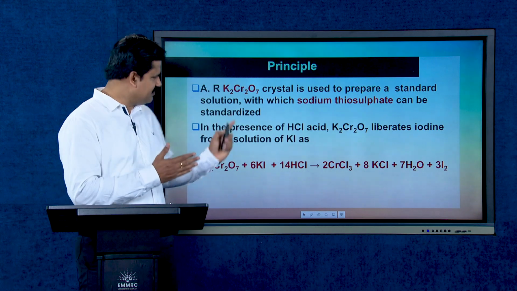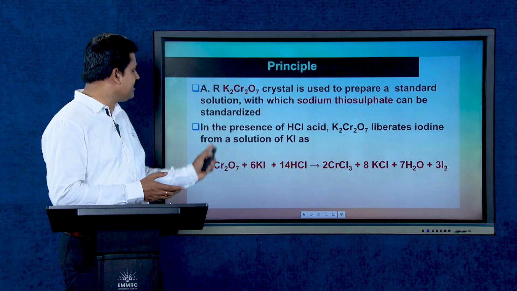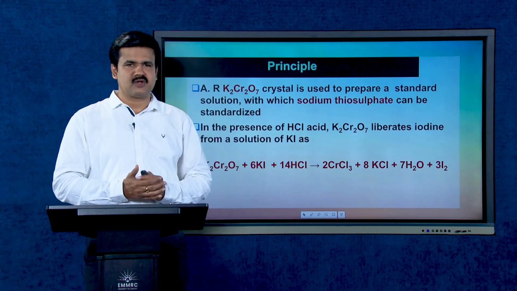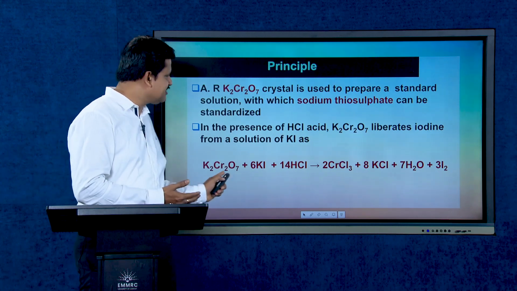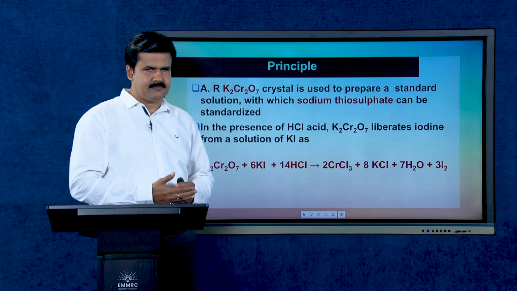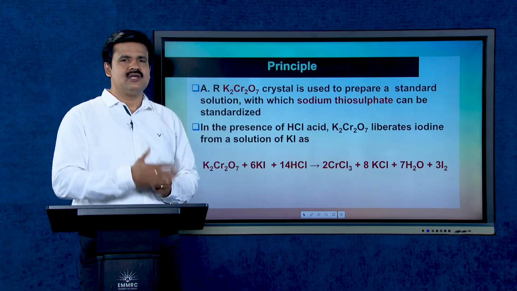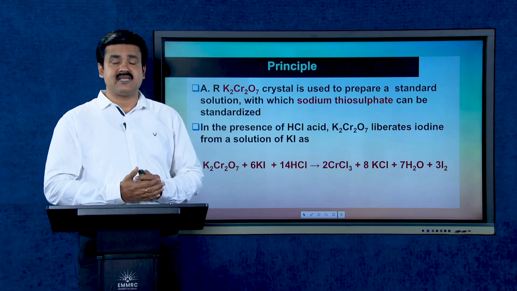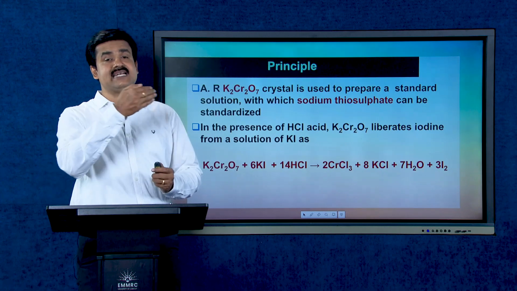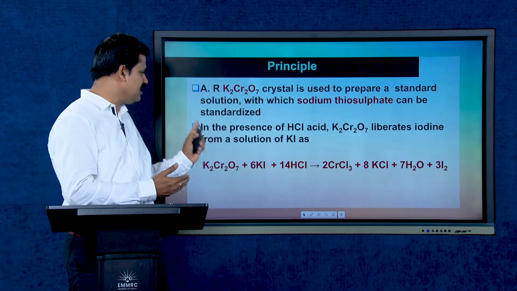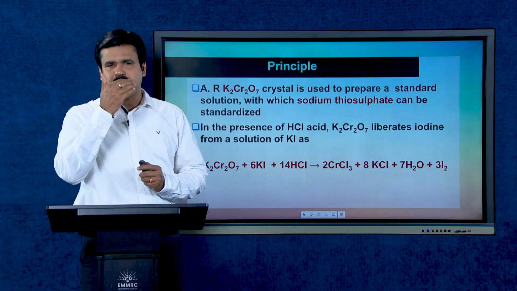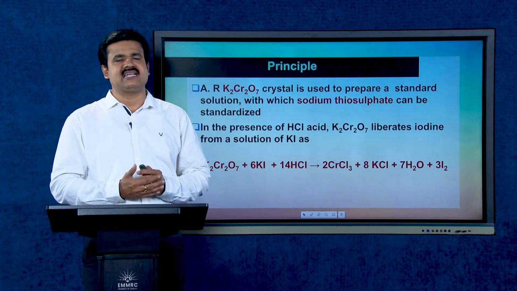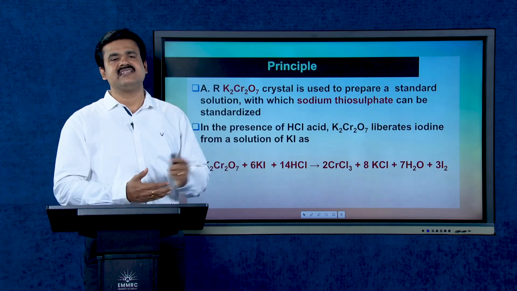iodine. From this equation, it is clear that in the left hand side, you can see potassium dichromate which contains chromium in plus 6 oxidation state. It is just converted to CrCl3. In a CrCl3 molecule, chromium is present in plus 3 oxidation state. So, there is a decrease in oxidation state of Cr plus 6 to Cr plus 3. That is, potassium dichromate as such acts as an oxidizing agent in this reaction.